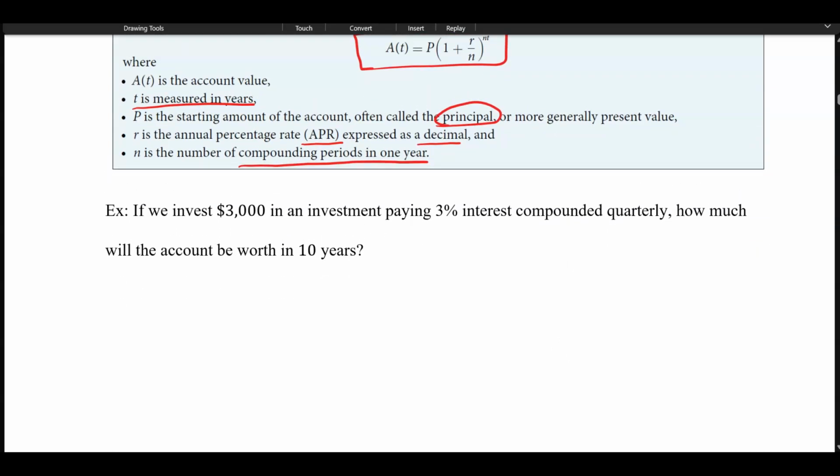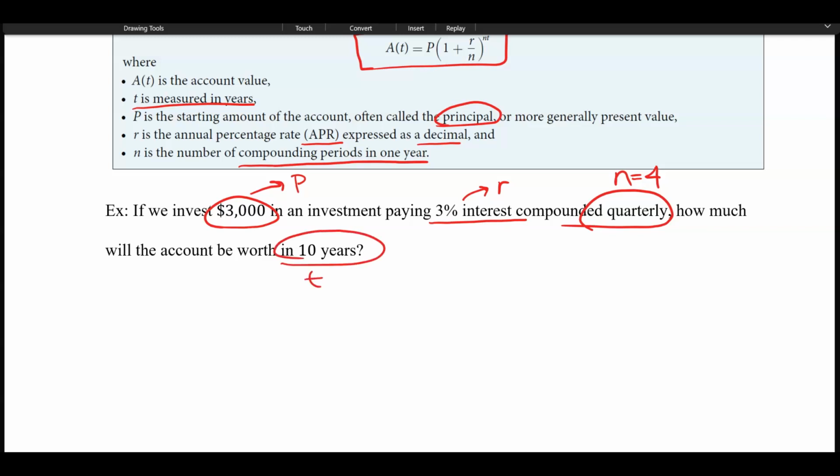Okay. So let's take a look at this example. If we invested $3,000, so this is going to be our principal. That's what we are investing. Paying 3% interest, right? So here is our interest. Okay, that's our rate. Compounded quarterly. So if it's compounded quarterly, this is telling us that that's going to be 4 times in 1 year. So this is going to be N equals 4. Because remember, the N is the number of compound periods in 1 year. So if it's quarterly, it's going to happen 4 times a year. How much will the account be worth in 10 years? So this is our T value.